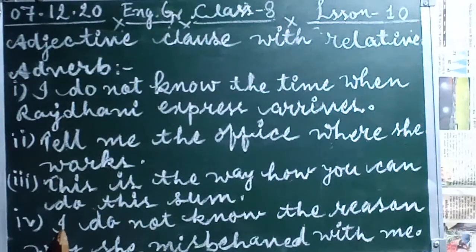Number four, I am taking, children: I do not know the reason why she misbehaved with me. Here I am also telling the reason. Already I have told you this also comes with relative adverbs, and we can use these relative adverbs and make an adjective clause here. So for showing the reason in a sentence, we use why as a relative adverb and make a meaningful sentence with the adjective clause.